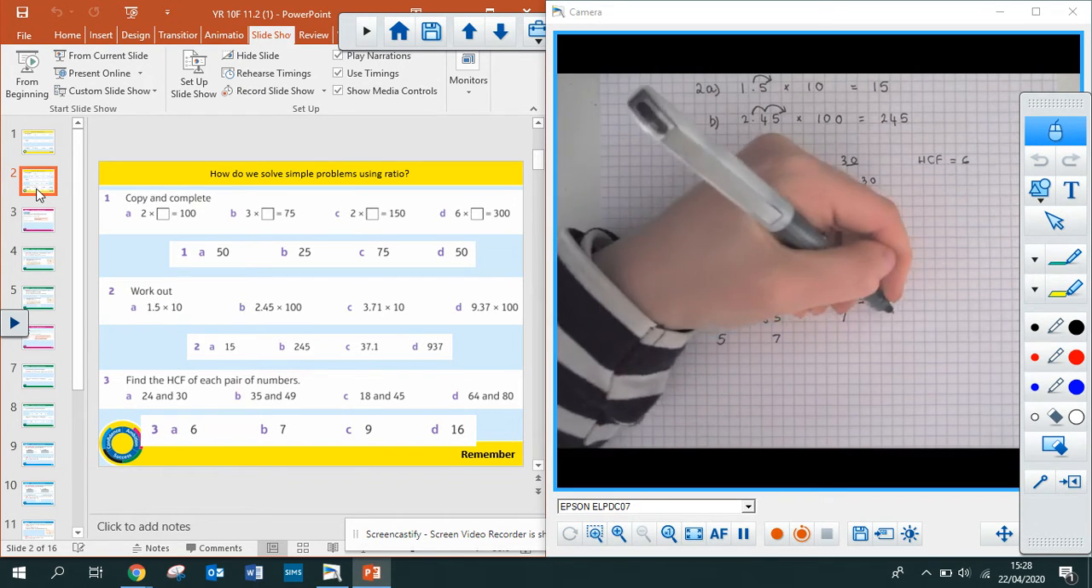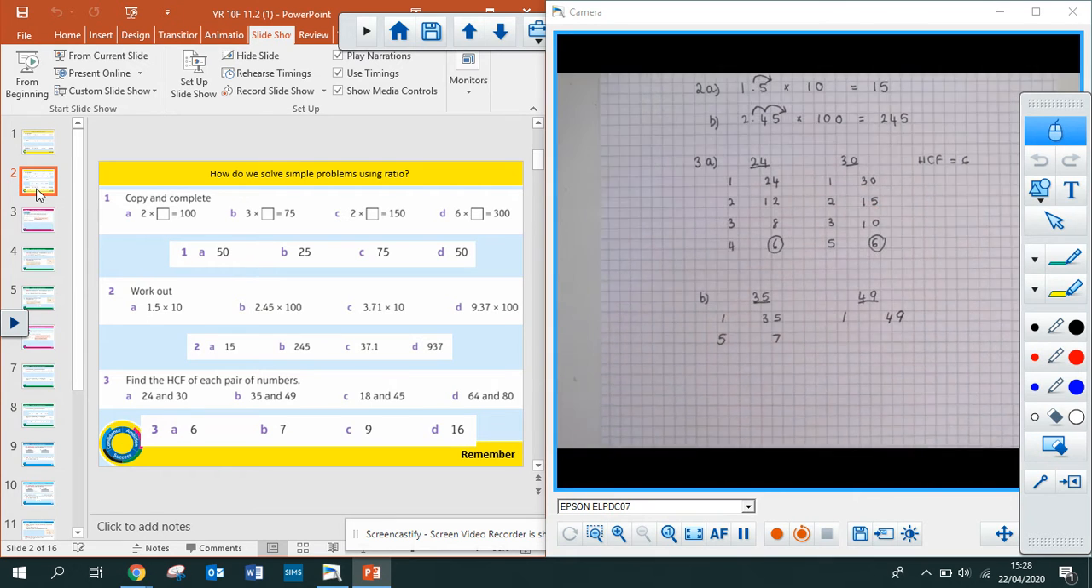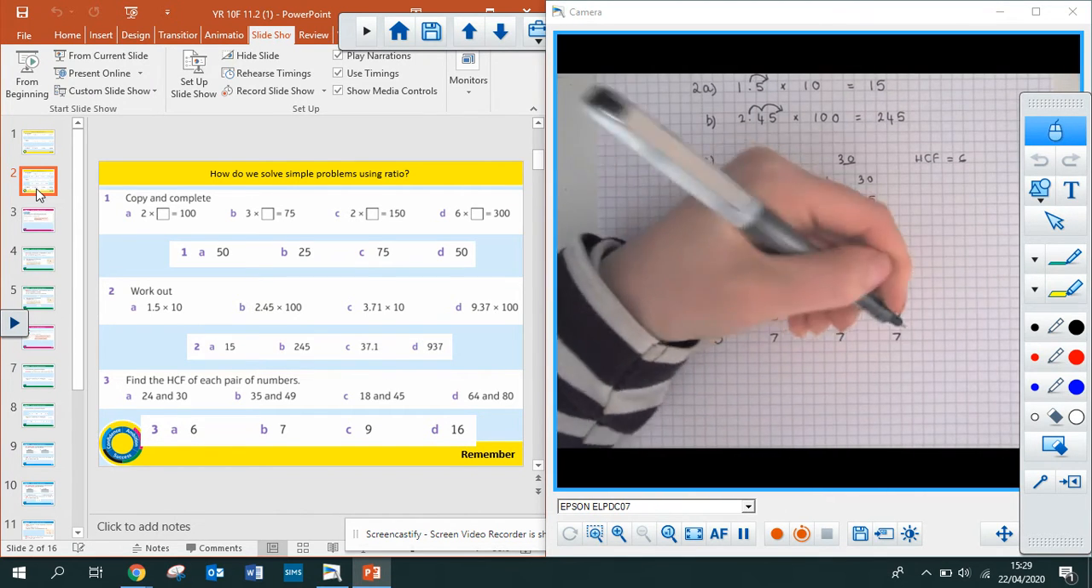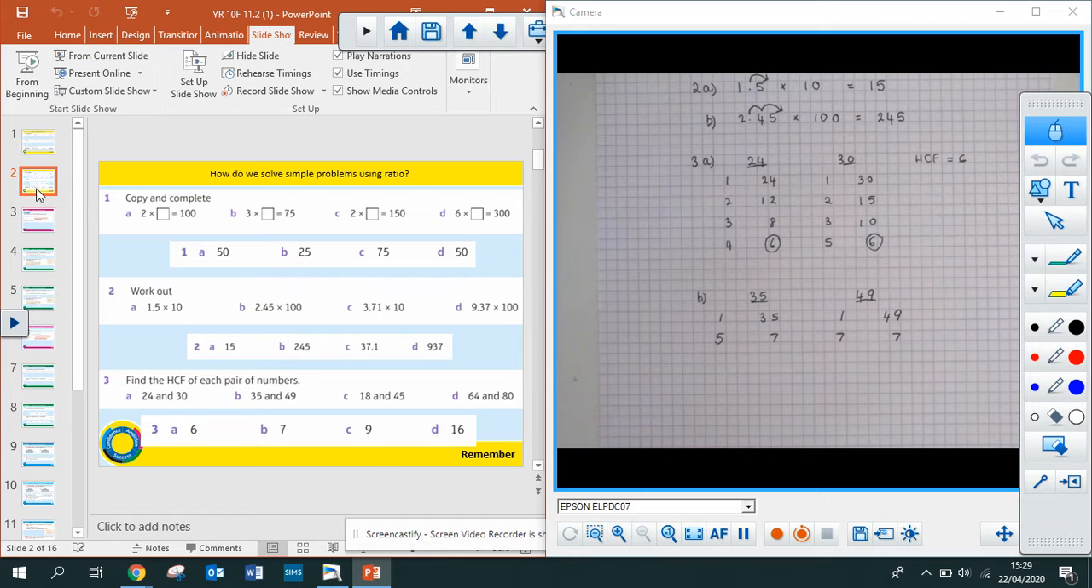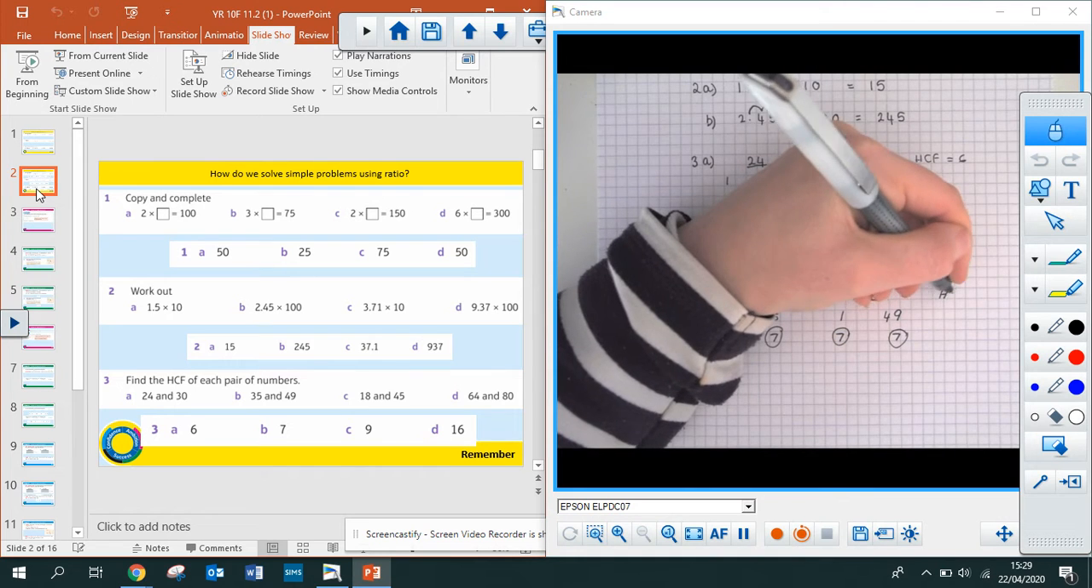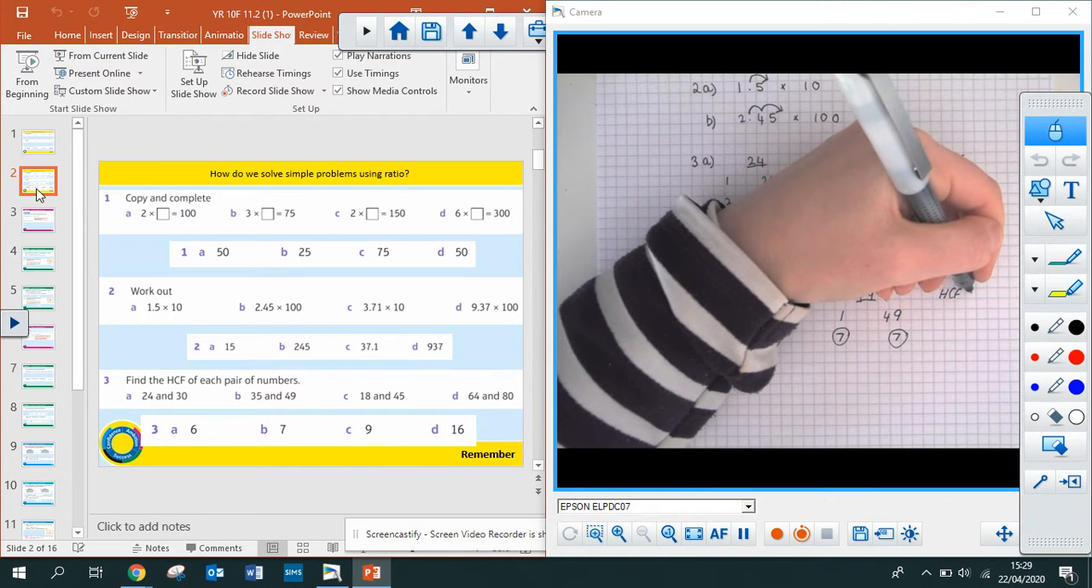49, 1 and 49. Not even, so 2 isn't, 3 isn't, 4 isn't, 5 isn't, 6 isn't, 7 is. 7 and 7. Okay, make 49. So they're your factor pairs. The highest number in both lists is 7. So your HCF is 7.